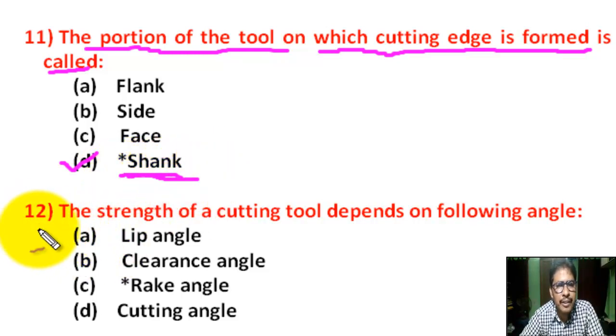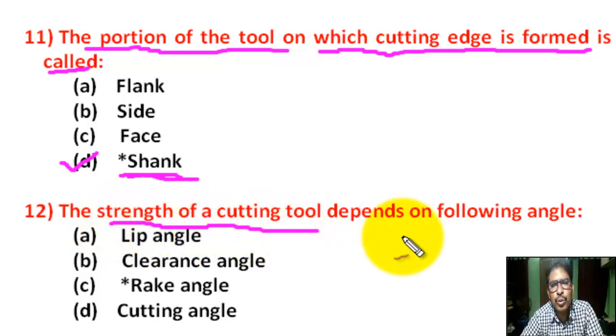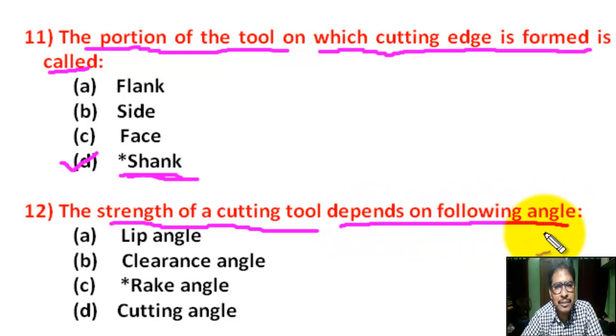Question number 12. The strength of a cutting tool depends on the following angle. There are 4 options. Correct answer is C. Strength of a cutting tool depends on rake angle.